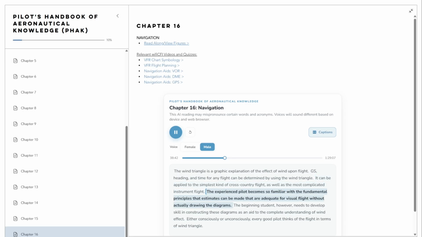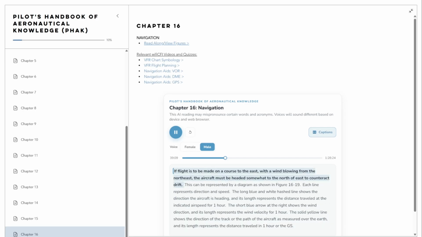The experienced pilot becomes so familiar with the fundamental principles that estimates can be made that are adequate for visual flight without actually drawing the diagrams. The beginning student, however, needs to develop skill in constructing these diagrams as an aid to the complete understanding of wind effect. Either consciously or unconsciously, every good pilot thinks of the flight in terms of wind triangle.